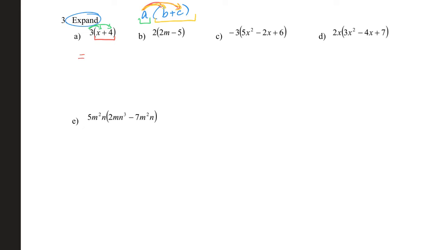And so when I go through and expand that, I'm going to have my 3 times x and then my 3 times 4. Okay, we take a look at 2b. I now have 2, and I'm multiplying that by 2m minus 5. I can't collect my 2m minus 5, so now I'm going to do all my multiplication. So I have my 2 times my 2m and my 2 times my negative 5.